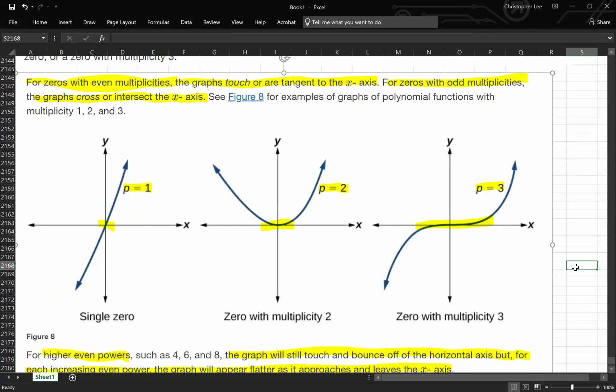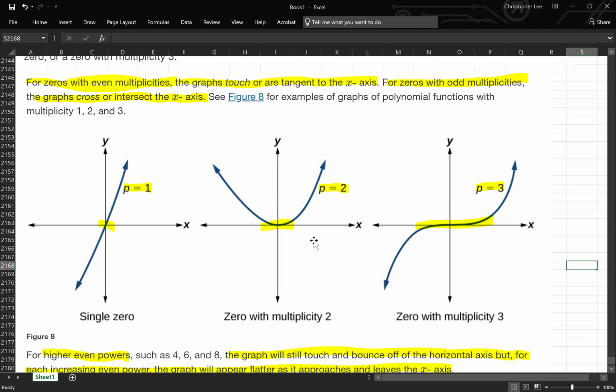For zeros with even multiplicities, the graph touches or is tangent to the x-axis, right? For zeros with odd multiplicities, the graph crosses or intersects the x-axis. So even multiplicity, it's going to touch. Odd multiplicity, we're going through it, or we're going to intersect it, whatever you want to call it. So here are some examples.